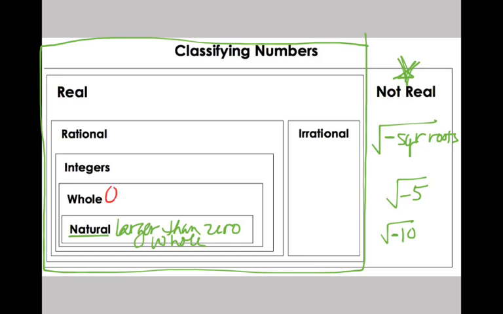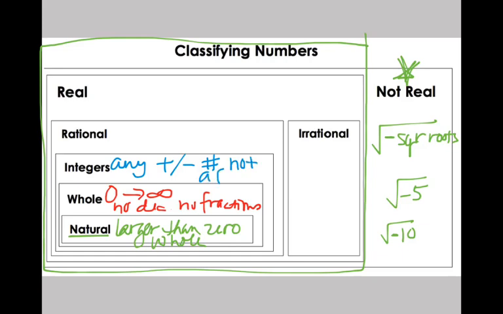Okay, whole numbers are 0 to infinity. No decimals, no fractions. Now, when you're filling this paper out, you can write down the words that I use, but I want you to come up with your own examples. Integers. Any positive or negative number, not a fraction or decimal. So an integer can be positive or negative, but it cannot be a fraction, cannot be a decimal.